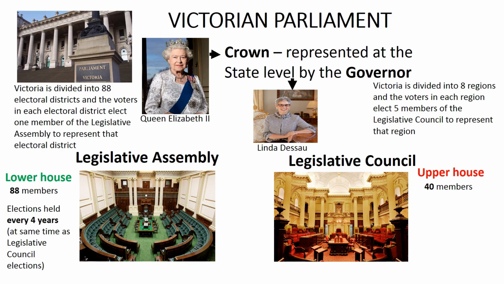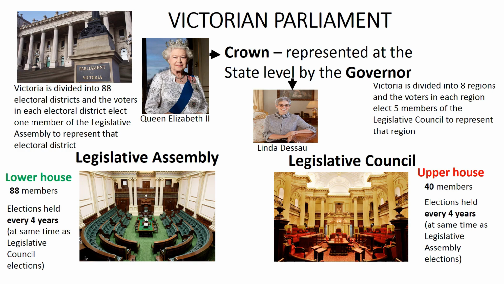Elections for the Legislative Assembly are held every 4 years at the same time as elections for the Legislative Council. And that also means that elections for the Legislative Council are held every 4 years, which is at the same time as elections for the Legislative Assembly. Putting that in simpler terms, elections for both the Legislative Assembly and the Legislative Council are held every 4 years at the same time, and that is always on the last Saturday in November.